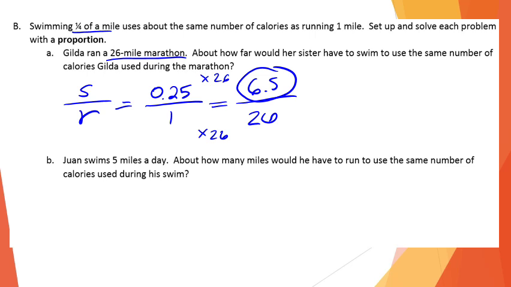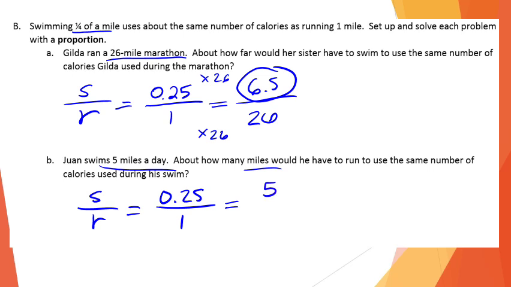For the next part, Juan swims 5 miles a day, and we want to know how many miles he would have to run to use the same number of calories from swimming. So again, swimming over running. Swimming uses, if I swim 0.25 miles, 25 hundredths of a mile, I burn the same amount of calories as running 1.